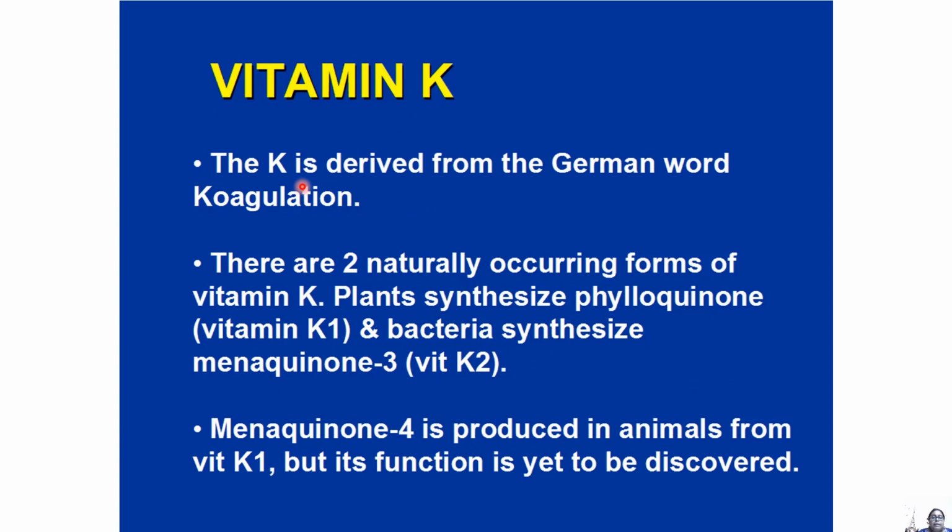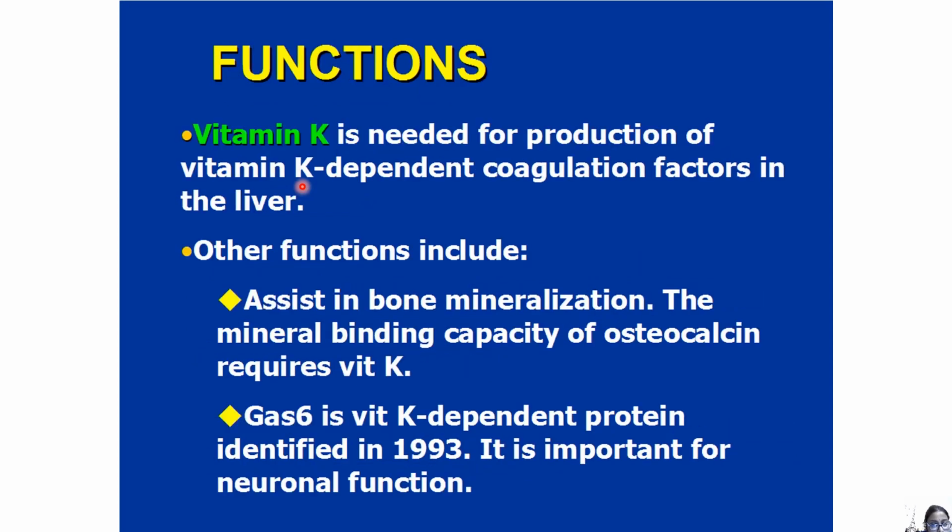For vitamin K, the name is derived from the German word koagulation. So there are two naturally occurring forms of vitamin K. Plants synthesize phylloquinone, vitamin K1, and bacteria can synthesize menaquinone 3, vitamin K2. So menaquinone 4 is produced in animals from vitamin K1, but its function is yet to be explored. So vitamin K is needed for production of vitamin K dependent coagulation factors in the liver.